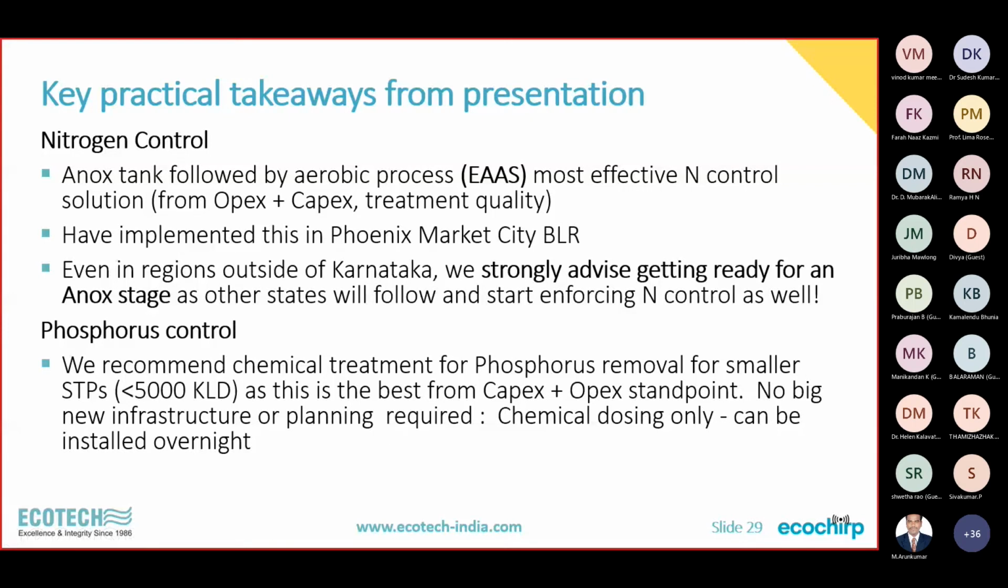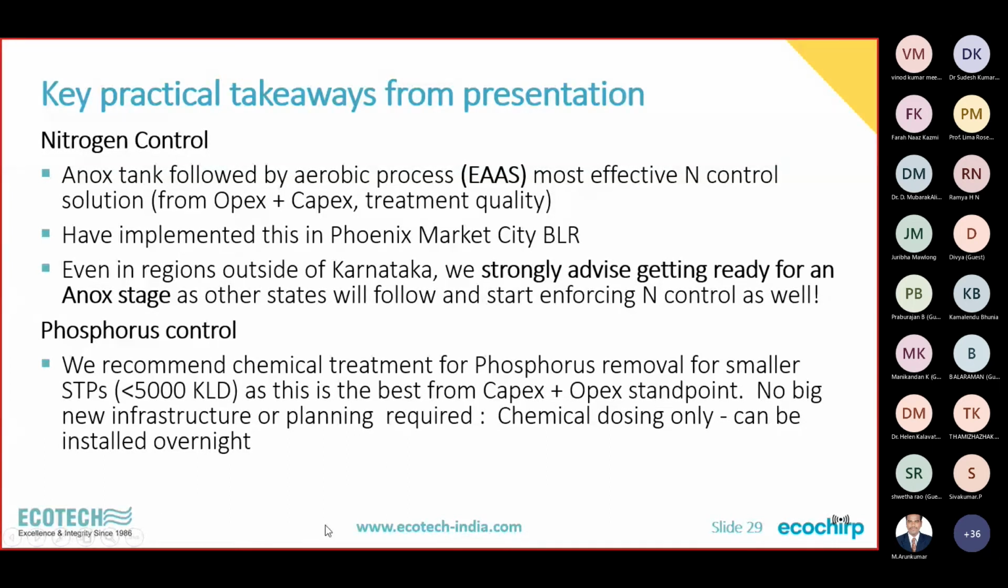You can well imagine trying to do something post facto to a thing which is already present is going to be extremely difficult. So in all the plants, we have introduced an anoxic tank. We may not introduce the mixed liquor recirculation. We may not implement denitrification, but the infrastructure is present. In case the pollution control board later, maybe 1 year from now, 2 years from now, starts enforcing denitrification, we are ready with that. Similarly, phosphorus control, we recommend chemical treatment as this is the best from capex opex.